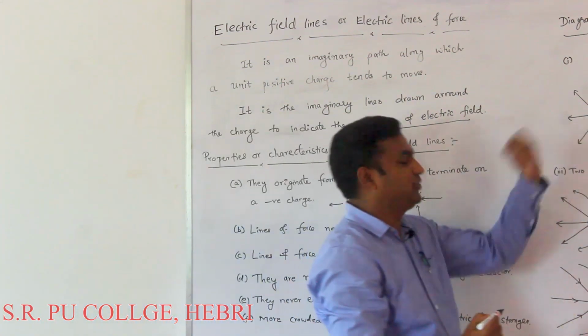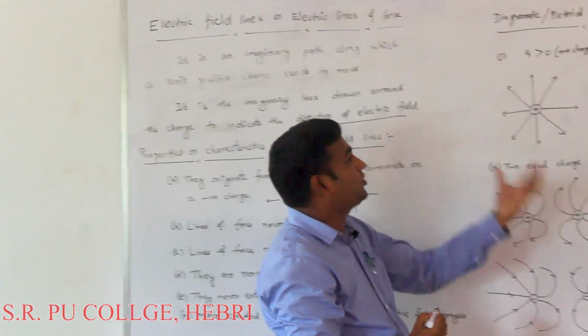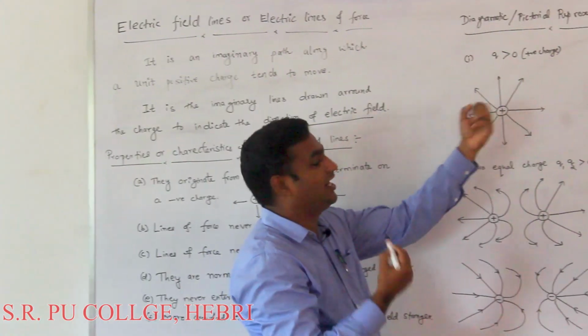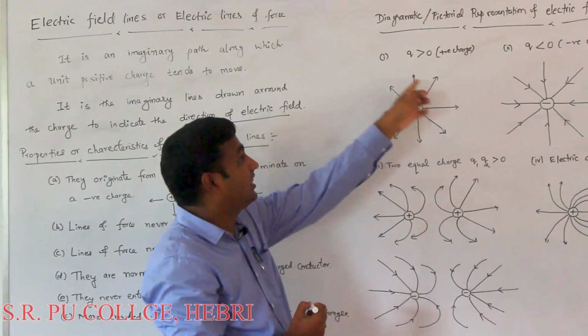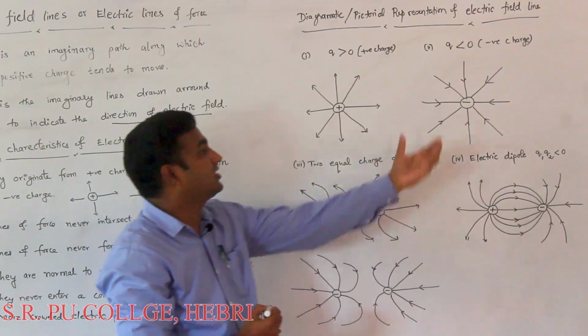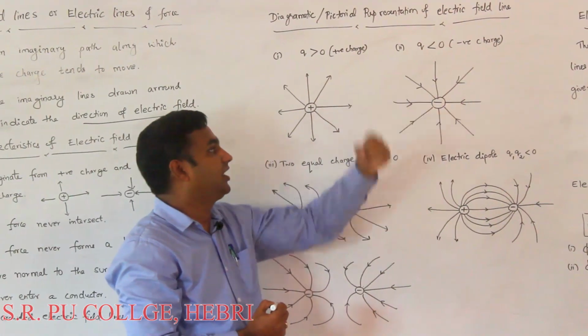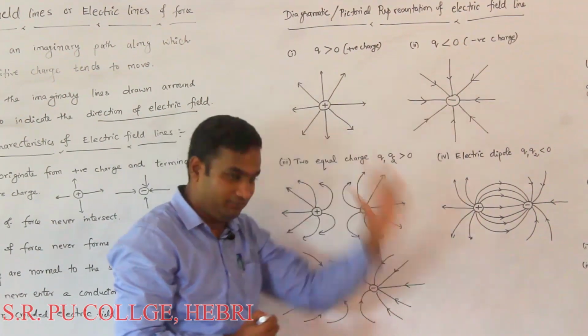The diagram should be like this. If we take a positive charge, around the positive charge we indicate the line to indicate the direction of electric field. This line is just imaginary to indicate the direction of electric field. Even in case of negative charge also we consider number of lines. It is just to indicate the direction of electric field.